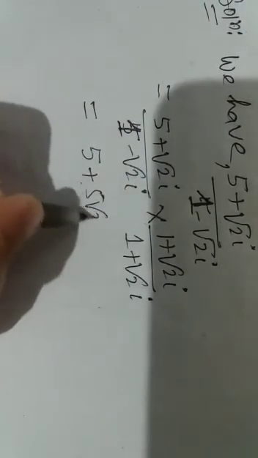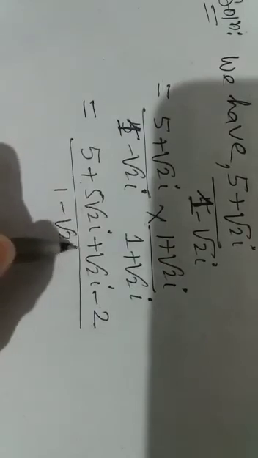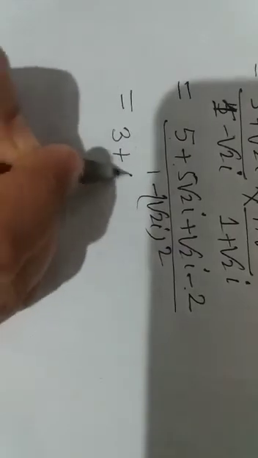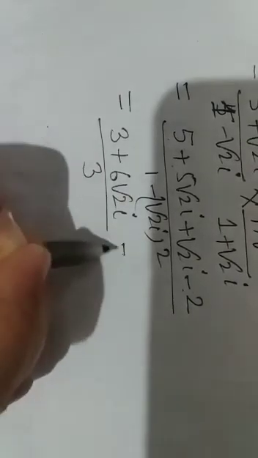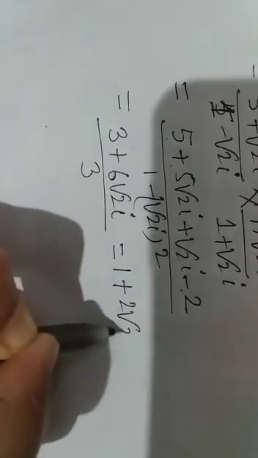So this can be written as 5 plus 5 root 2i plus root 2i minus 2 root 2, this becomes 2i square, minus 1. So this becomes minus 2, by 1 minus root 2i whole square. So this can be written as 5 minus 2, this becomes 3 plus 6 root 2i by 1 plus 2. This becomes 3, and taking 3 common, 1 plus 2 root 2i.